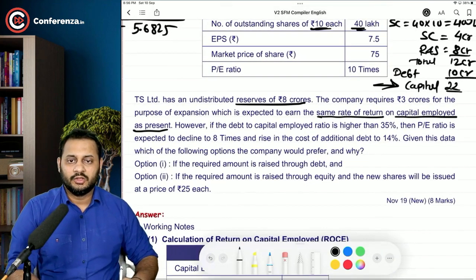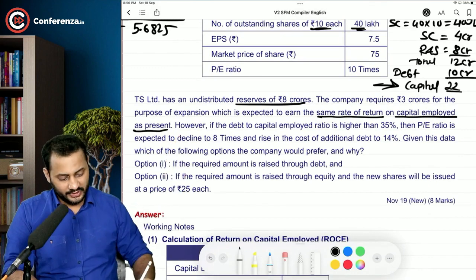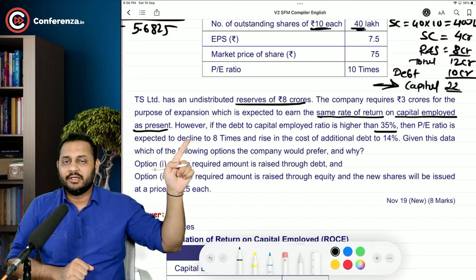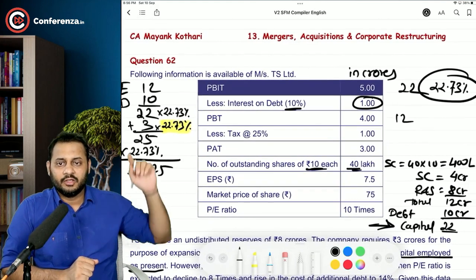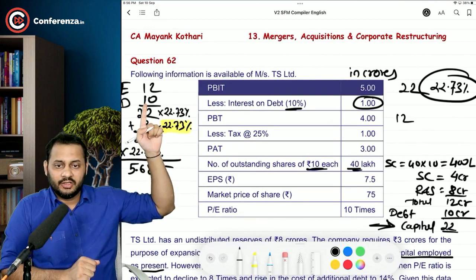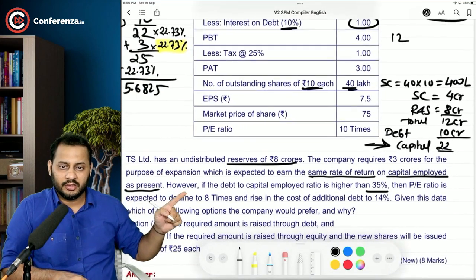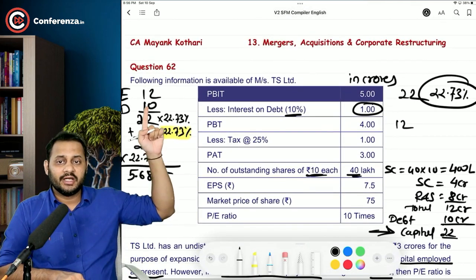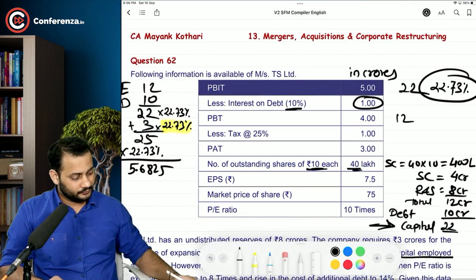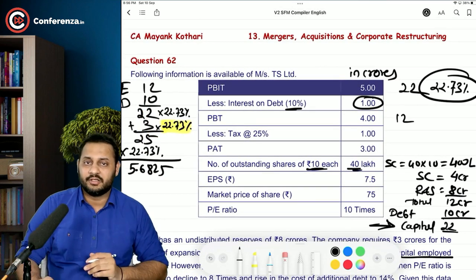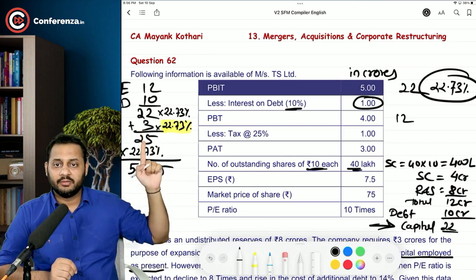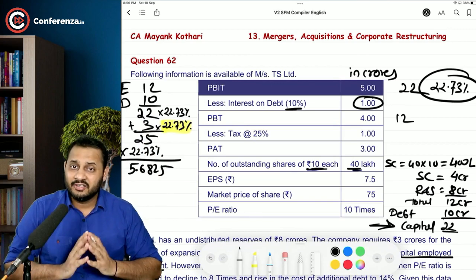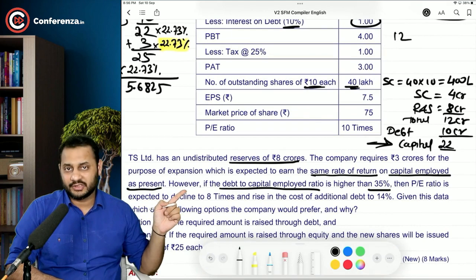However, if the debt to capital ratio is higher than 35%, then the PE ratio is expected to decline to 8. Try to understand. Right now, debt is 10 crore. It's not debt to equity, it's debt to capital employed ratio. So 10 divided by capital employed 22 comes to 45%. And if you take 10 divided by 25, it comes to 40%. That means the current debt itself is more than the 35% ratio.